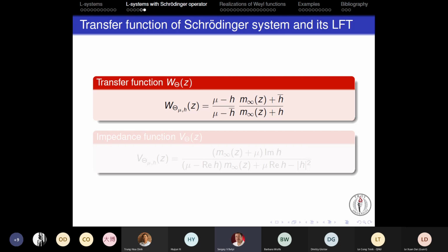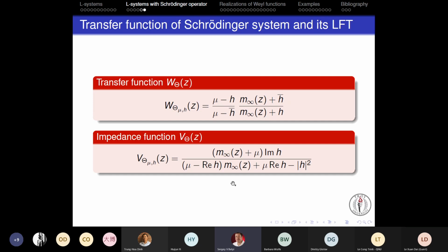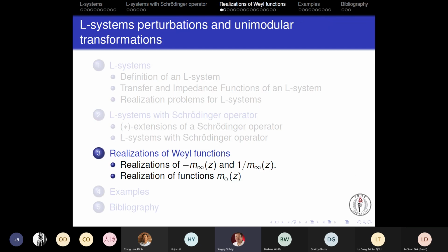Moreover, it has been calculated, the value of the transfer function. And again, you may see that the answer is given in terms of mu, h, and m infinity, the Weyl function m infinity, and the impedance function. In other words, both elements needed to solve direct and inverse problems are also written out, and they are written out in terms of mu, h, and m infinity. So it is a very convenient model for L system theory.